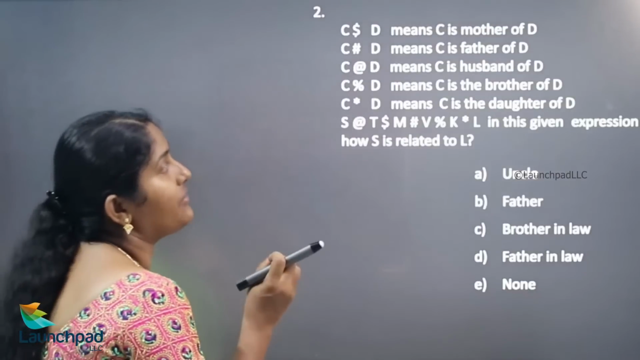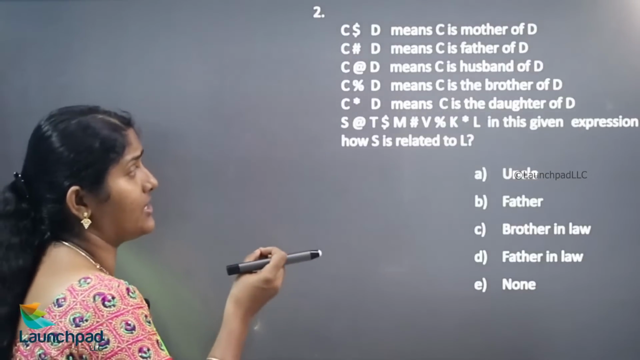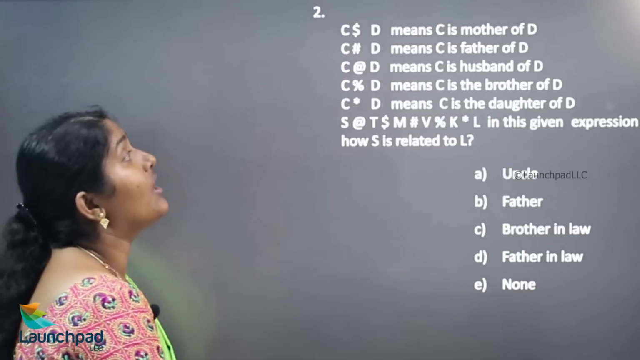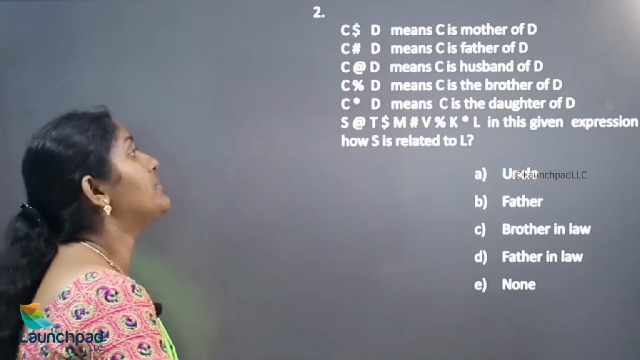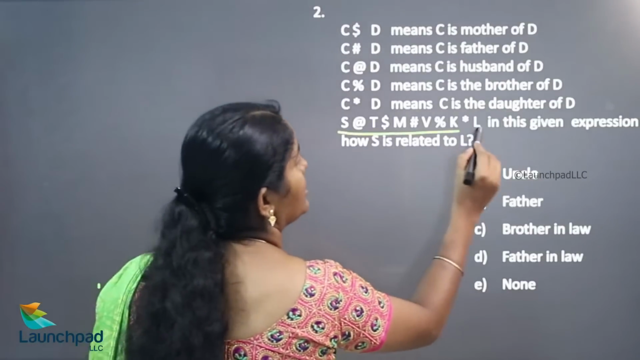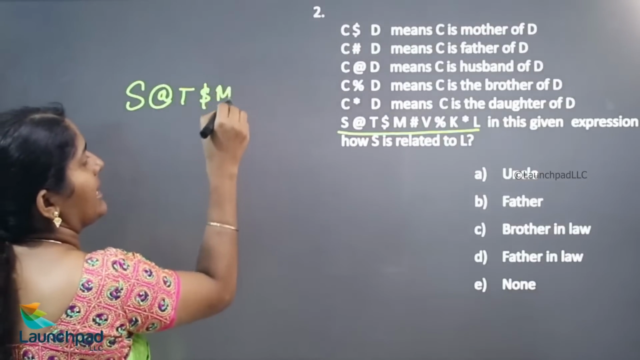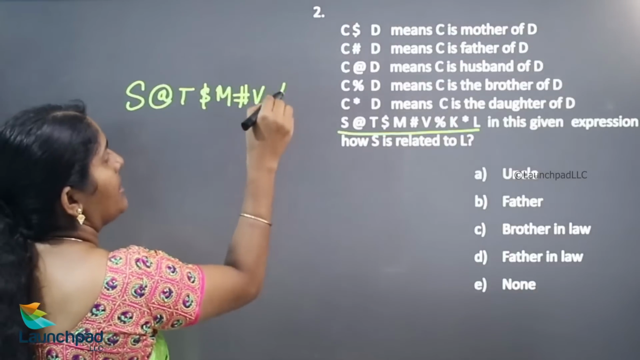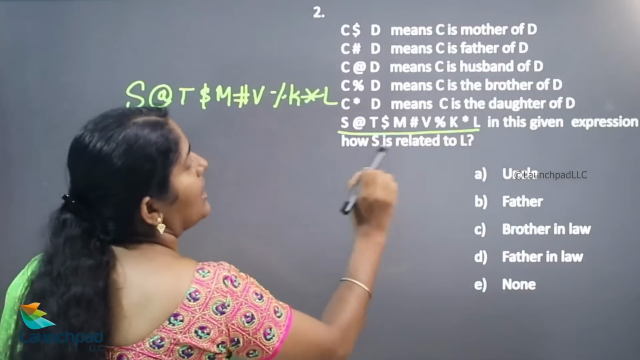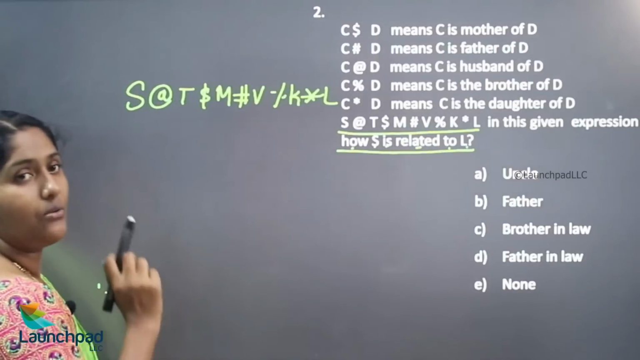So here, some of the symbols given are dollar symbol, hash, at, percentage, star and all. Depending upon the question, it will vary. Here dollar symbol means mother relationship, hash symbol means father relationship, at means husband and all. What is your equation here? S at T, dollar symbol M, hash V, percentage K star L. Now, how is S related to L?